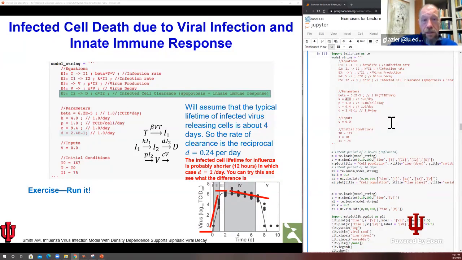If you've already caught up, you could try exploring this, which would be changing D to a shorter lifetime. Here we had D was... I said here infected cell lifetime for influenza is actually shorter. Here I said 12 hours, in which case D would be 2 per day. Let's try that, see what happens. Instead of making it 2e to the minus 1, we can make it 2e0.